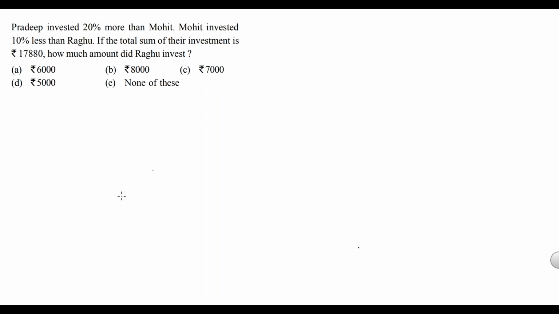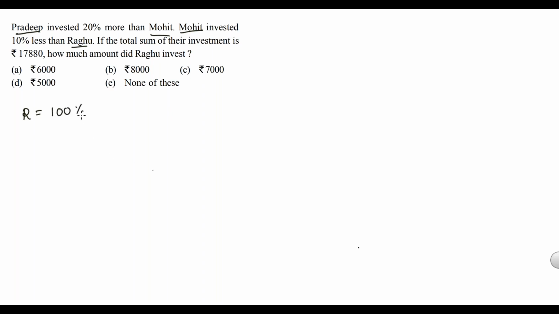If you take it in terms of percentage value, instead of assuming any number as X, you can assume the initial number as 100. You can take it as X or you can take it as 100, but it will be easy if you take it as 100. Now, Pradeep's investment is given with respect to Mohit's investment, and Mohit's investment is given with respect to Raghu's investment. So let's assume that Raghu's investment is 100%.